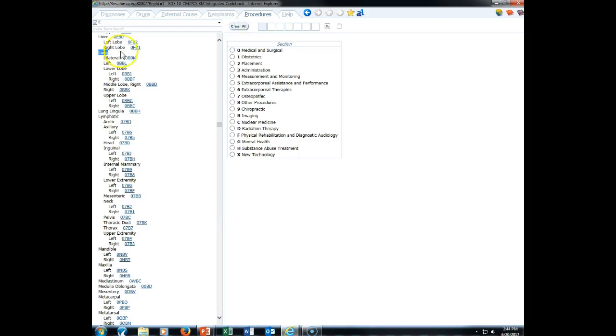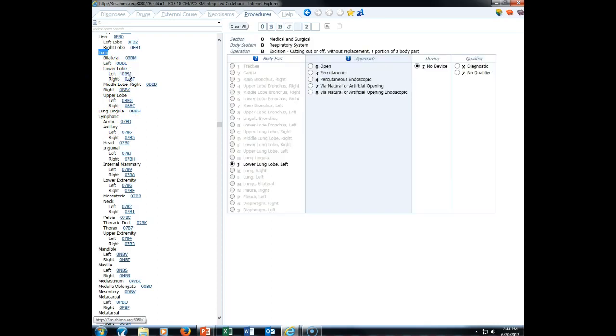Okay, so we're still at lung, and we're still at lower lobe. This is left, and we know that our approach is open and that there is no qualifier. So our code is 0BBJ0ZZ.